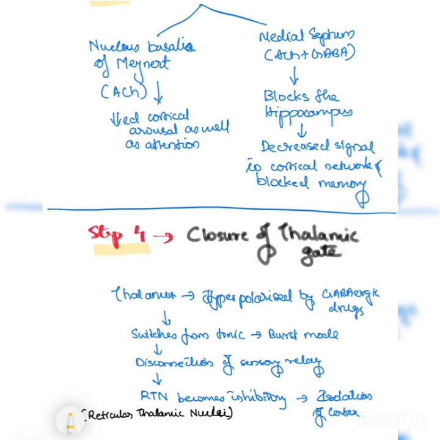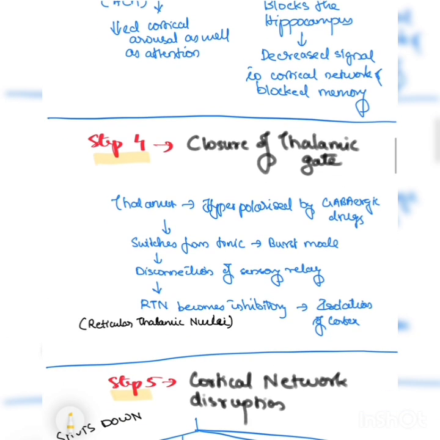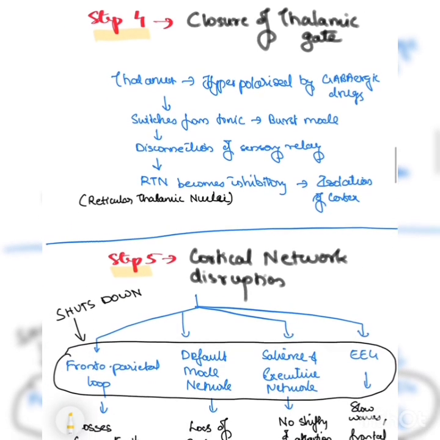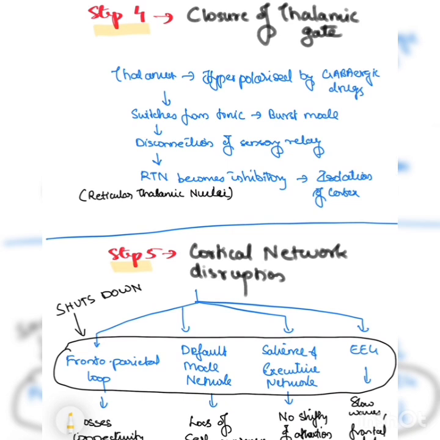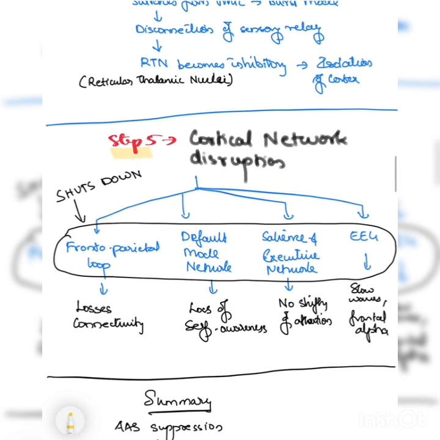Step 5 is cortical network disruption or cortical network fragmentation. Cortical network fragmentation refers to the breakdown or disruption of functional connectivity between different regions of the cerebral cortex. This phenomenon is often observed in conditions such as epilepsy, aging, neurodegenerative diseases, and traumatic brain injury.